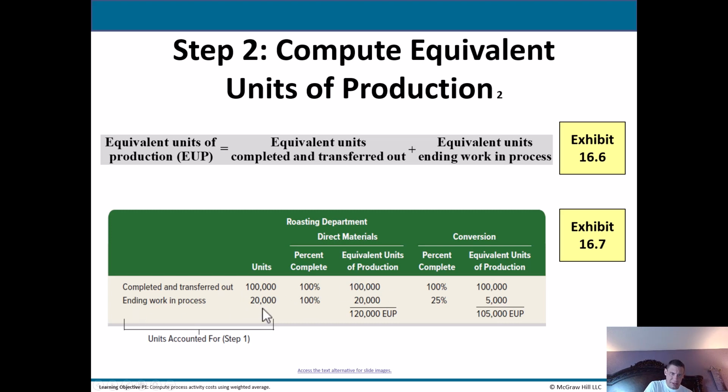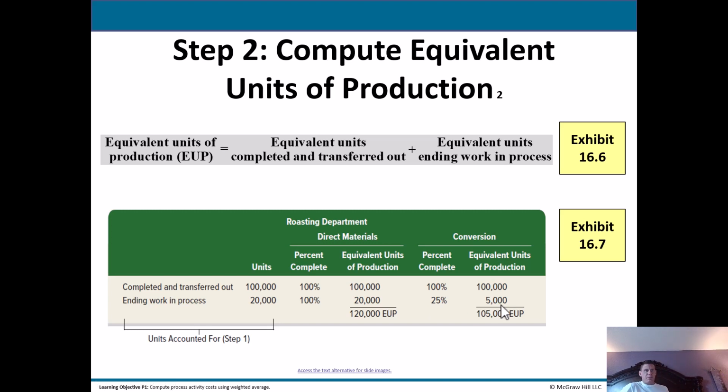Well, ending work in process, they've got 20,000 units that are also 100% complete for materials. So here for materials we're good, right? 120,000 equivalent units is equal to the actual units. Now for conversion, we notice that 100% were completed. Again, anytime it says completed, it's done, 100%. But there were only 25% complete for conversion. So we say, okay, in ending work in process, in ending inventory, we had 20,000 units, but they're only 25% complete. So we take 20,000 times 0.25, or a quarter, and that's where they're getting the 5,000 units.